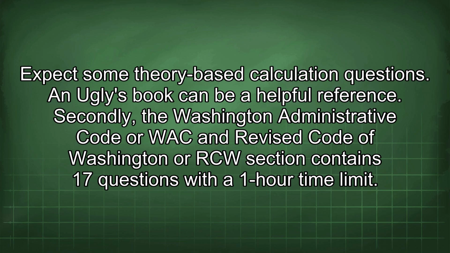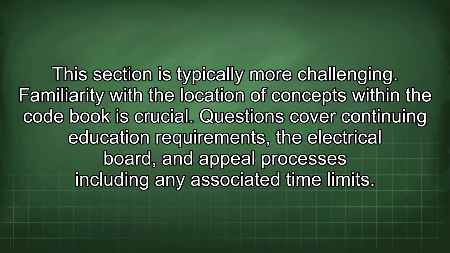Secondly, the Washington Administrative Code or WAC and Revised Code of Washington or RCW section contains 17 questions with a 1-hour time limit. This section is typically more challenging. Familiarity with the location of concepts within the codebook is crucial. Questions cover continuing education requirements, the electrical board, and appeal processes including any associated time limits.